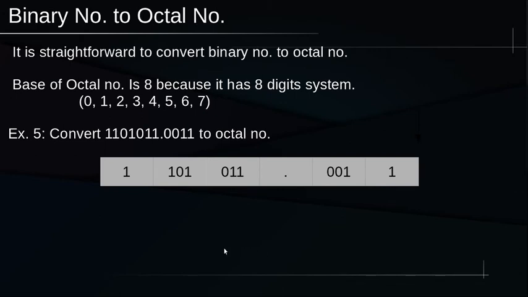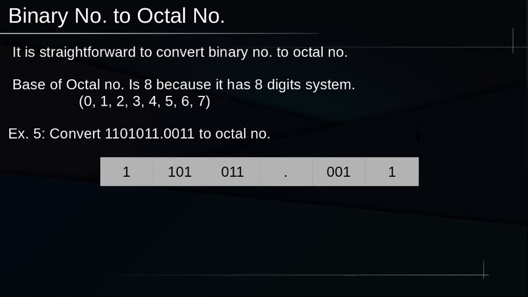Binary number to octal number. It is straightforward to convert a binary number to an octal number. The base of the octal number system is 8 because it has 8 digits: 0, 1, 2, 3, 4, 5, 6, 7. Let's understand through an example. Convert 110011.0011 to an octal number.